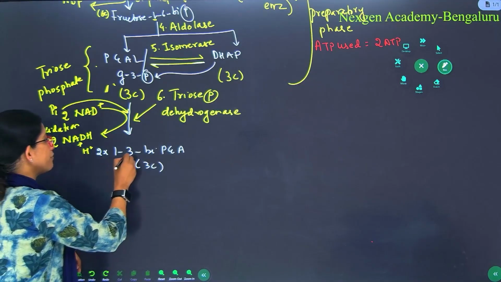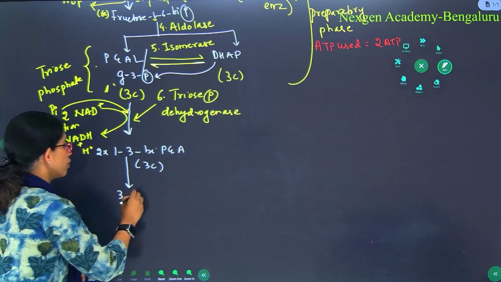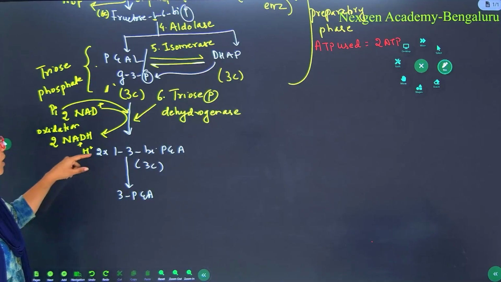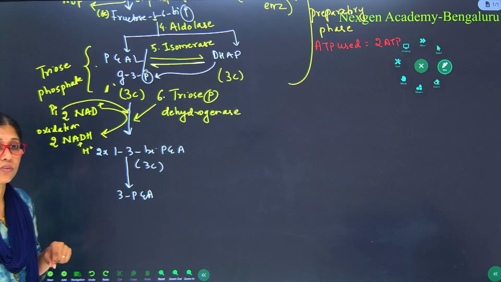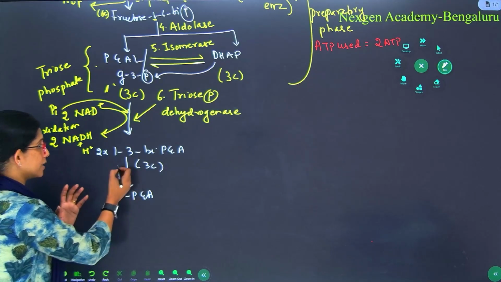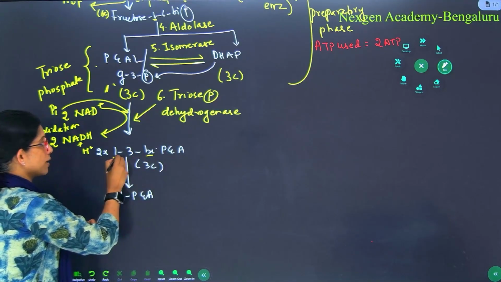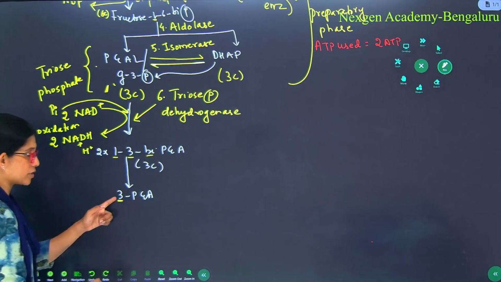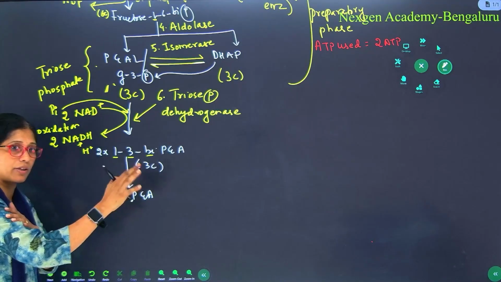So 1,3-biphosphoglyceric acid is converted to 3-phosphoglyceric acid, right? So what is happening here? 1,3-biphosphoglyceric acid is converted into 3-phosphoglyceric acid. So what is the difference here? Here you had biphosphate, 2 phosphates, one on the first carbon and one on the third carbon. In this product you have only 1 phosphate group. So that first carbon phosphate group is being given out, right?